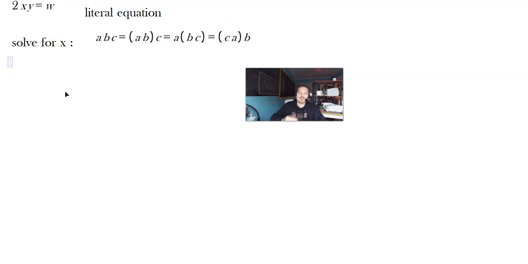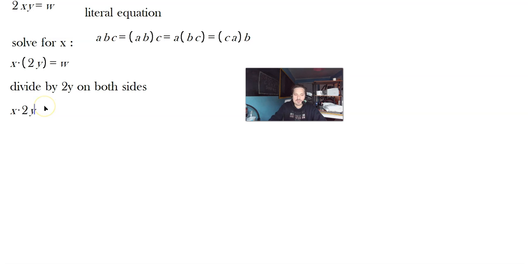So let's say we want to solve for x. I can write this first of all as x times 2y. So I'm isolating the x from the 2y, the 2y within the parentheses. This is equal to w. Now I recognize that x is multiplying 2y. So the opposite of multiplication is division. So divide by 2y on both sides, as always. That's the standard procedure. So x times 2y divided by 2y is equal to w divided by 2y.